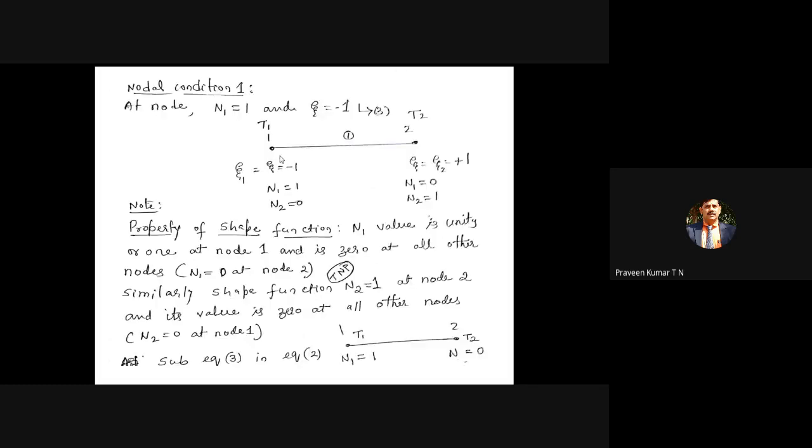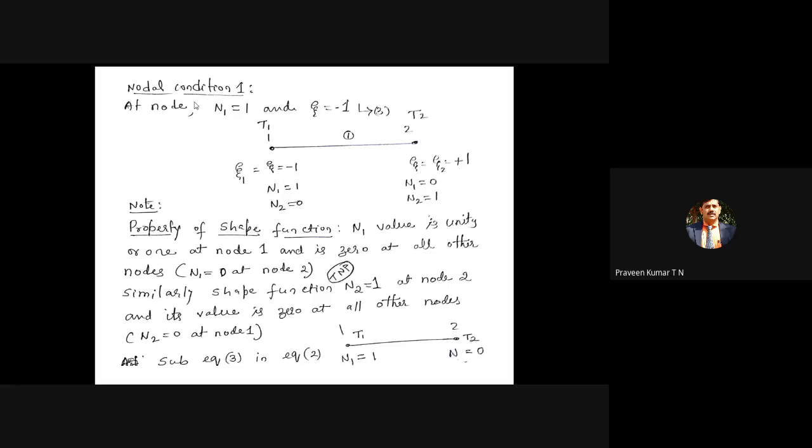So what are the nodal conditions? Now we know the temperature. This is the same heat element. At node 1, the temperature is T1. At node 2, the temperature is T2. One of the important properties of an interpolation function is, let it be N1, its value is 1, or unity, at node 1, and its value is 0 at all other nodes. So that means you are talking about N1. I think it is better not to mix in N2.